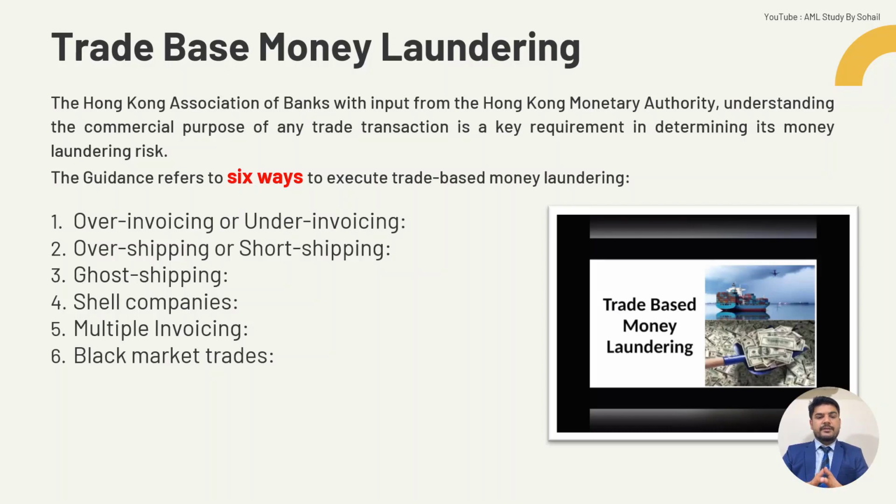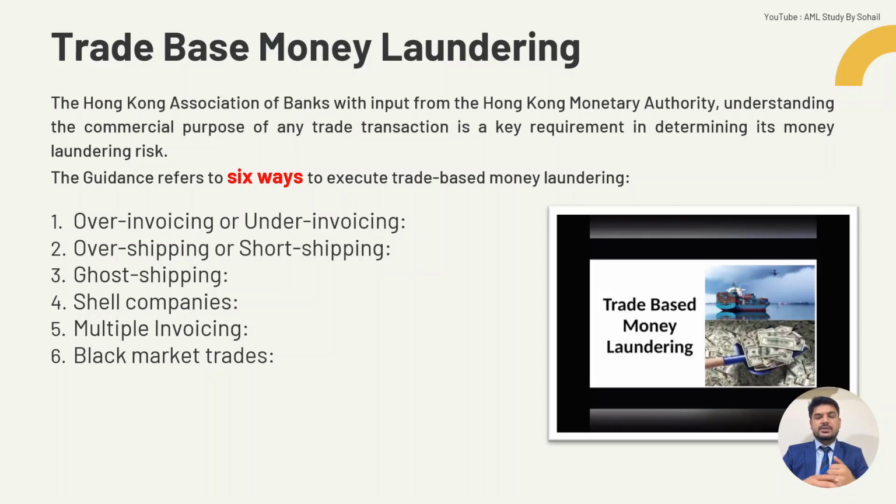What is it? Over invoicing or under invoicing. They present a comparatively much higher price, or a much lower price. The difference arises because they don't actually want to sell that product. He just wants to manipulate the figure of the amount which he wants to launder. So the launderer will do over invoicing and under invoicing.